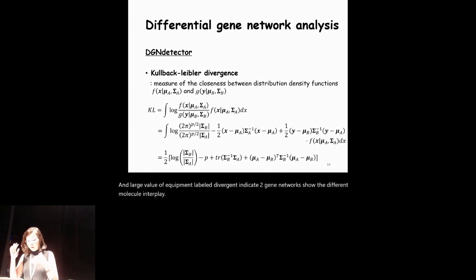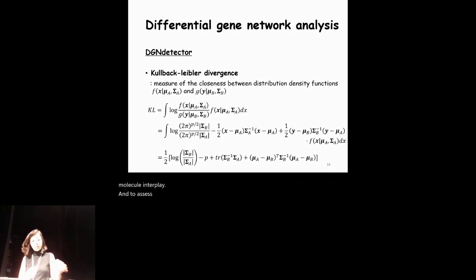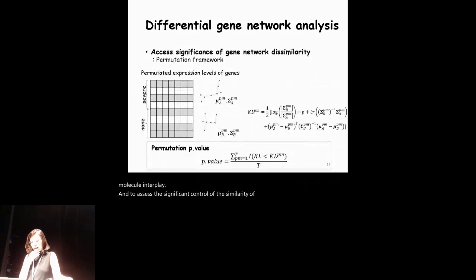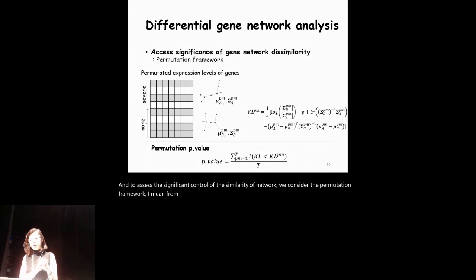And to assess the significance of this dissimilarity of networks, we consider the permutation framework. I mean, from the permuted expression levels of genes, we estimated two gene networks. Then we computed the permuted Kullback-Leibler divergence, for instance, 500 times. And then we computed the permutation p-value. That is the overall process of our strategy. Okay, let's move on to the Monte Carlo simulation.